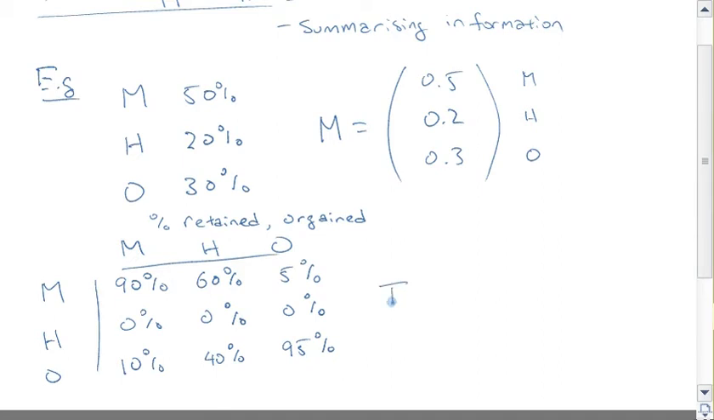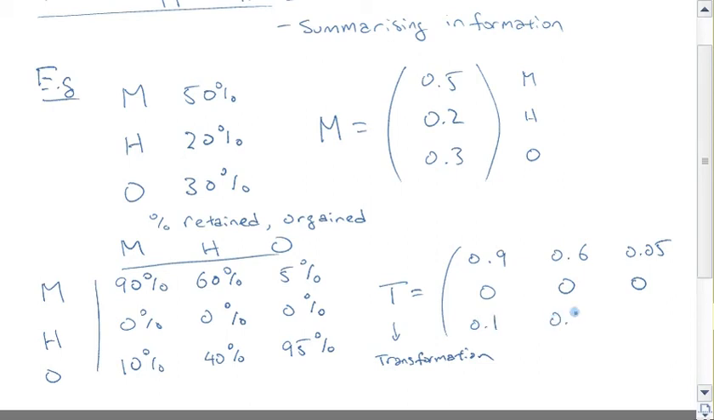I'm going to label this matrix T. This T is going to stand for transformation. For this transformation matrix, all I'm going to do is copy this data over into matrix form. So 90% is 0.9, 60% is 0.6, 5% is 0.05, 0% is 0, 0% is 0, 0% is 0, 10% is 0.1, 40% is 0.4, and 95% is 0.95. Okay?